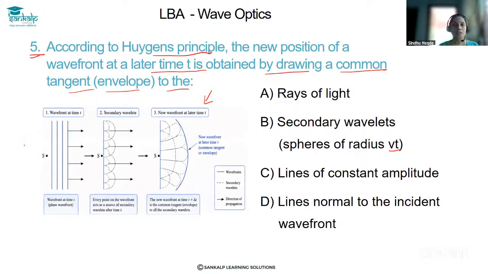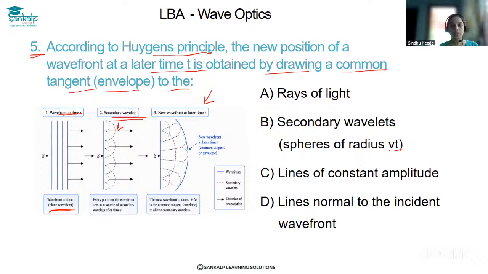Observe this image. This question is related to Huygens principle. According to Huygens principle, every point on a primary wavefront acts as a source of secondary disturbances. That is called wavelets. This is the definition of Huygens principle. See, the wavefront at a time t is initially a plane wavefront. So it produces secondary wavelets. This is the image of the secondary wavelet.